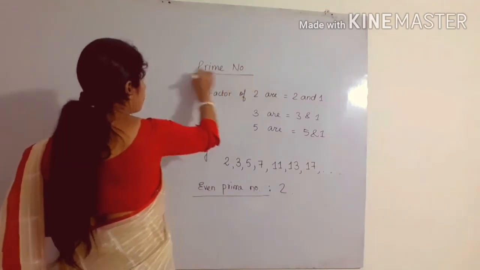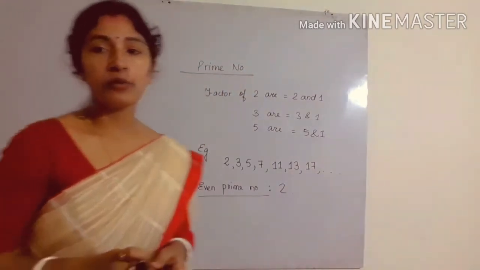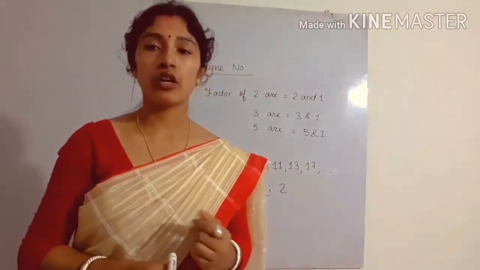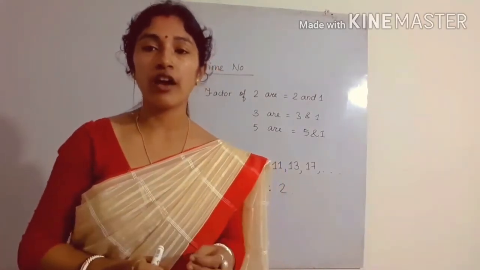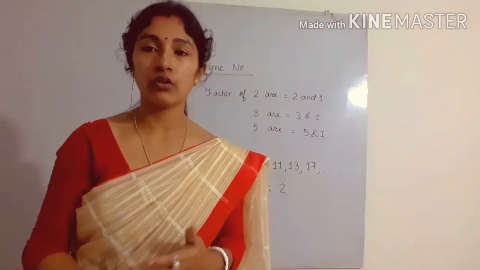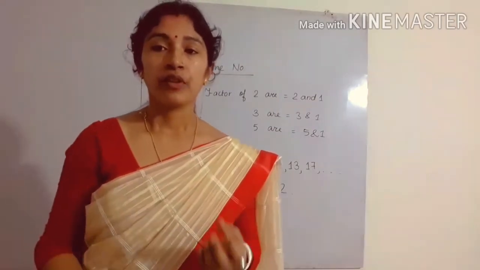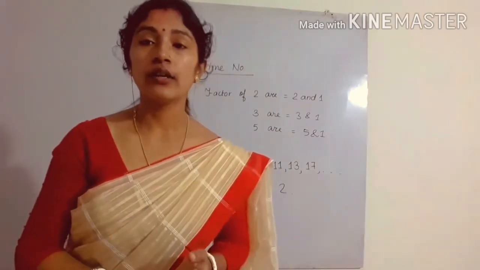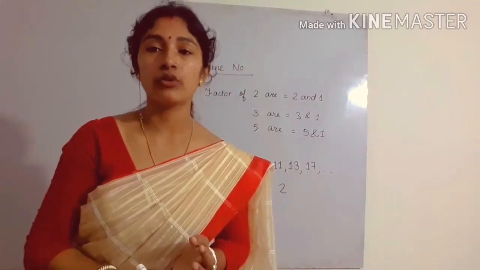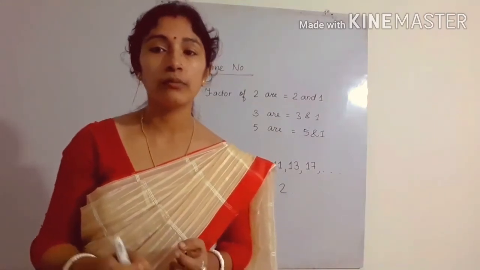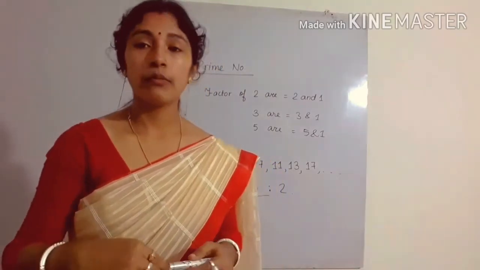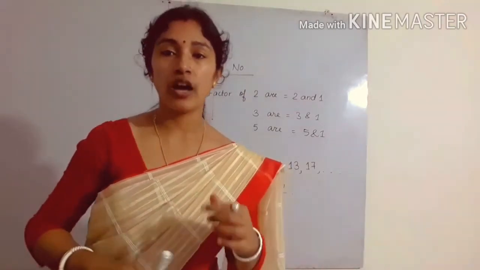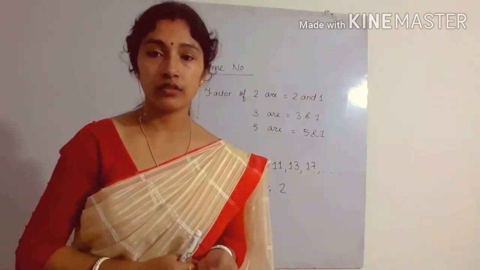Next we have composite numbers. So what are composite numbers? The numbers which are not prime are called composite numbers. That means the numbers which have more than 2 factors. Suppose 9. How many factors does 9 have? 1, 3, 9. 9 is a composite number. 4 is a composite number. 8 is a composite number. So these numbers, which have more than 2 factors, are called composite numbers.